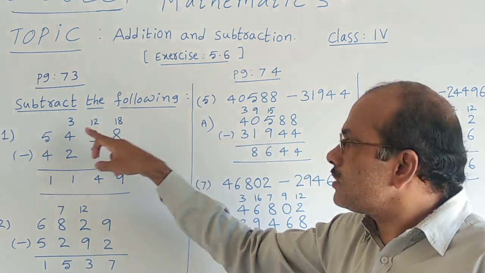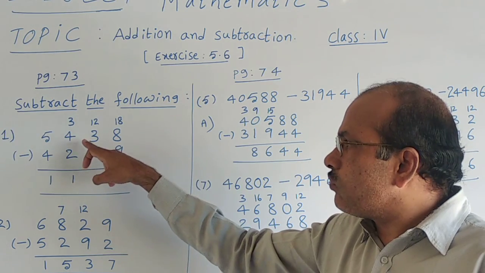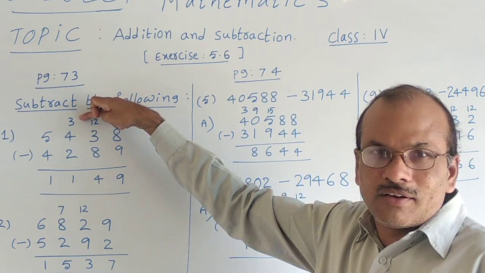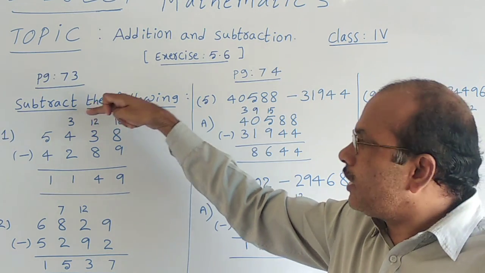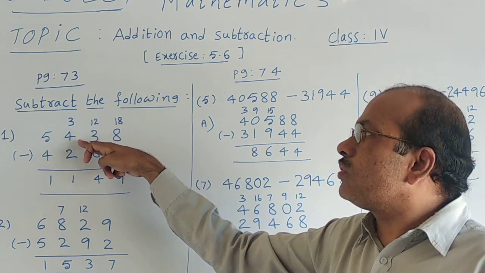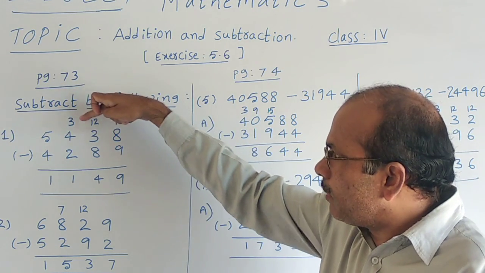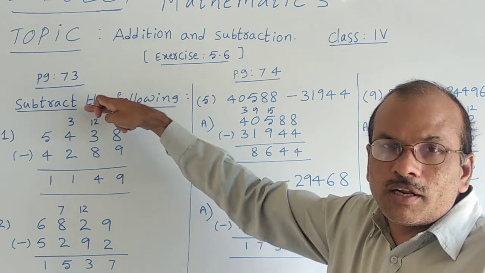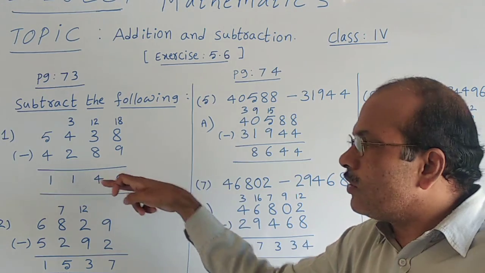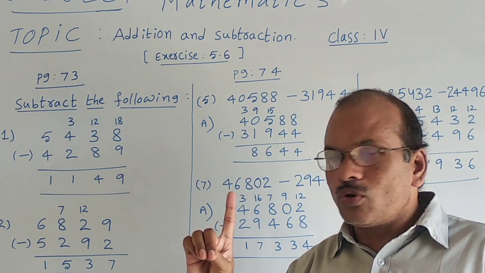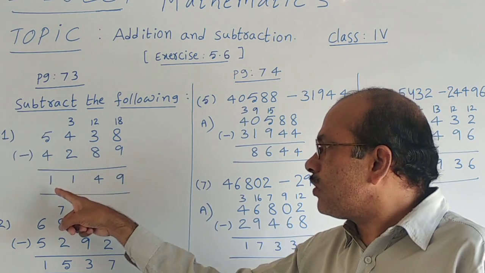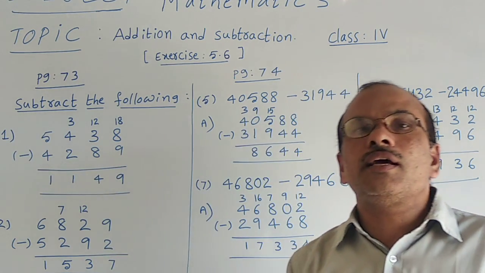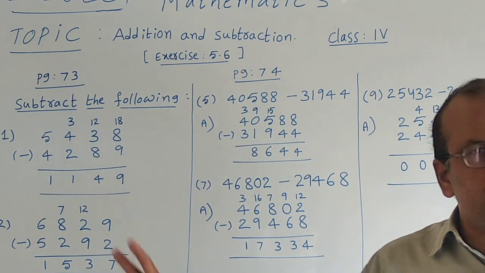This 2 becomes 12 just because of taking a borrow. That's why 4 changed to 3, because a borrow was already taken from the 4. Now 3 minus 2 is possible. 3 minus 2 gives you 1. Take 3 fingers, close 2, and 1 is there. Next 5 minus 4 is 1. That is like ordinary subtraction without borrow, the last part.